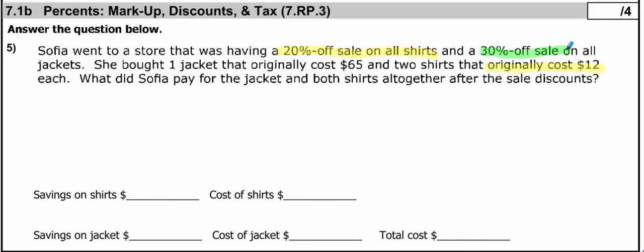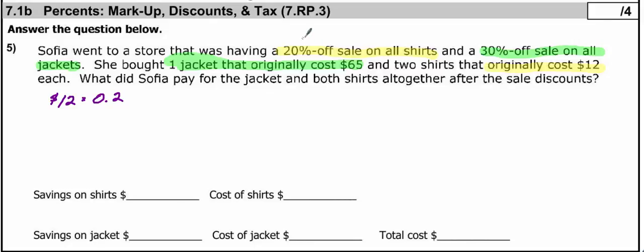The jacket is on sale 30% off, and the jacket, she's buying one of those, costs $65. So we'll do those 2 things individually. Let's start with the shirts. Shirts are $12 each, and they are on sale at 20% off.